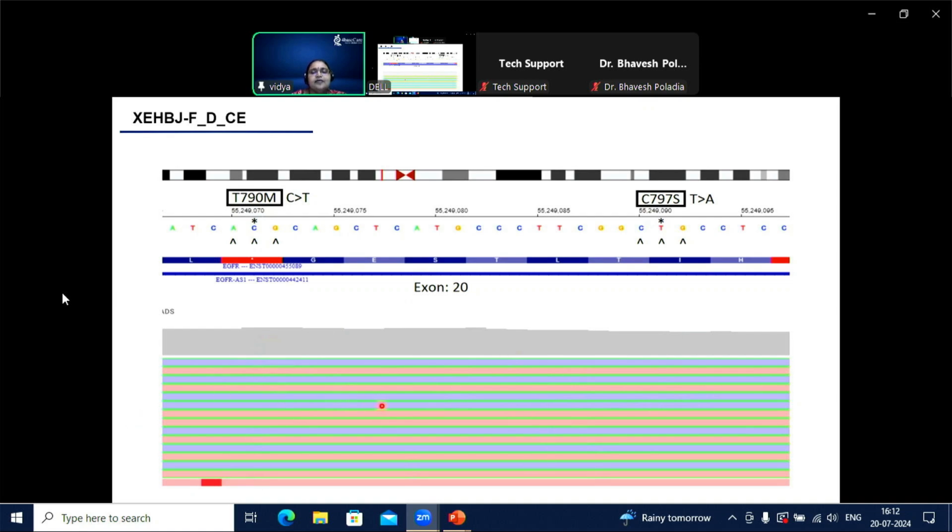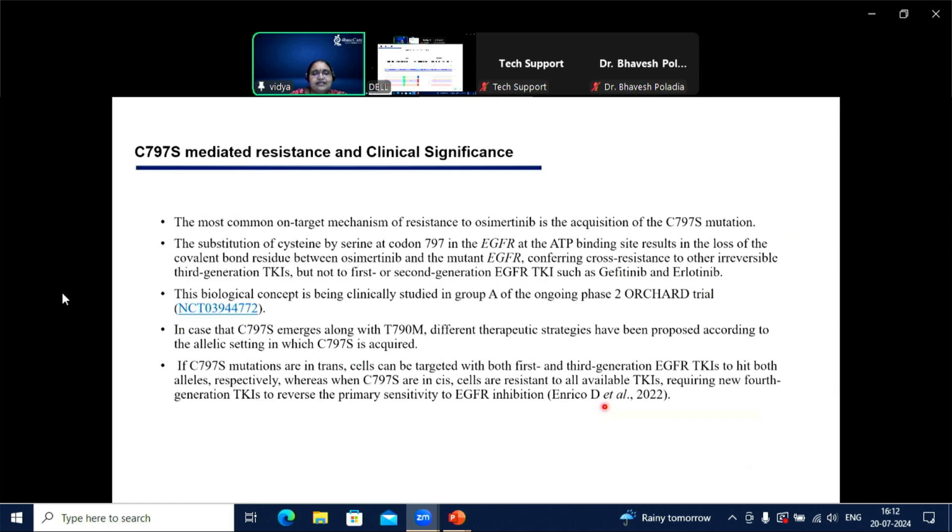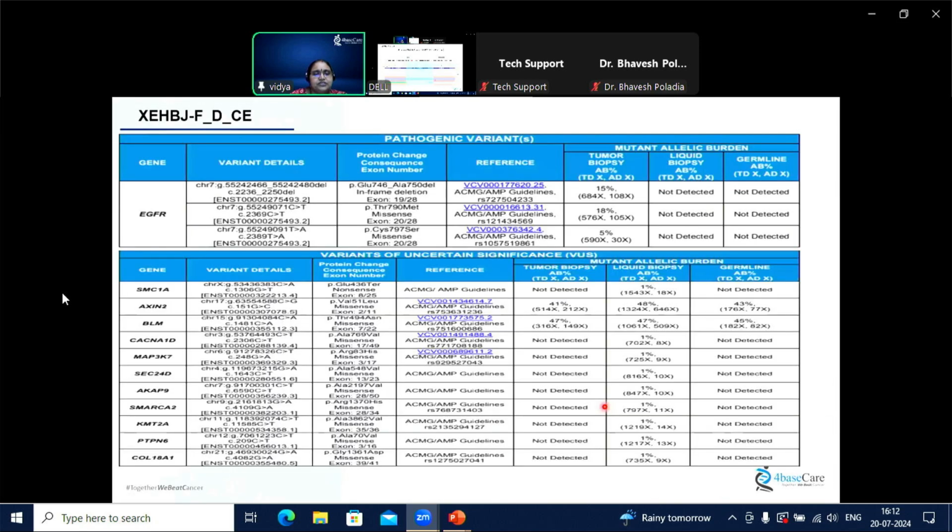This is not a mutant stretch which I am showing here, it is a wild type stretch. I'll show you a few more cases where we have other types of co-mutations and how it becomes important. There is another important aspect that one has to pay attention to, that is the allelic burden.